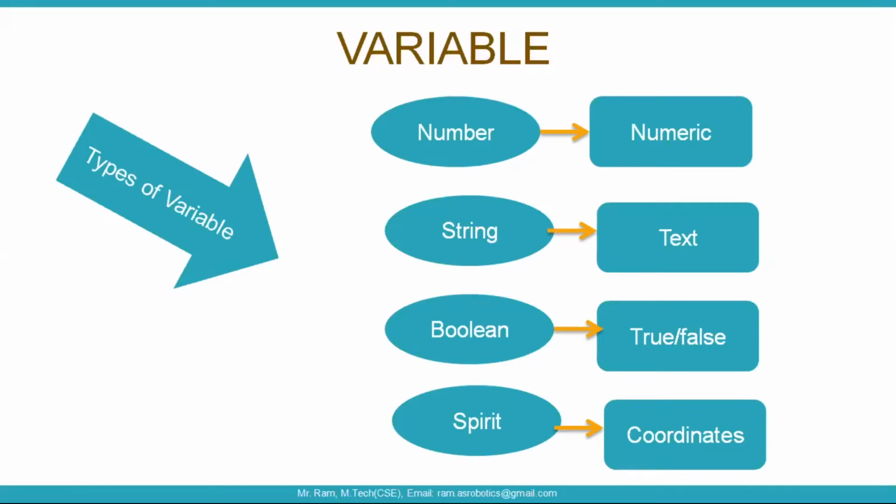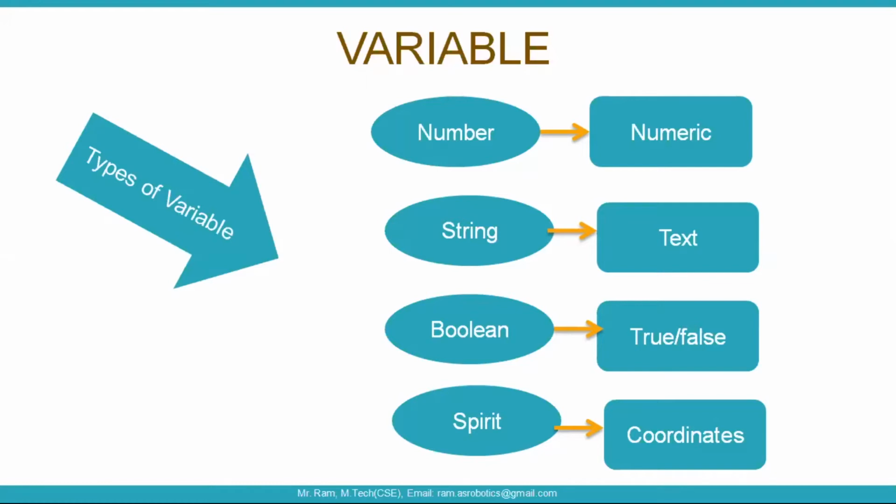Only two values we can store in the boolean. Coming to sprite, when we are doing some scratch or some type of gaming things, wherever you want to note down some value, the sprite value will give the coordinates: what is the x value and what is the y value? These are just the four types of variables.